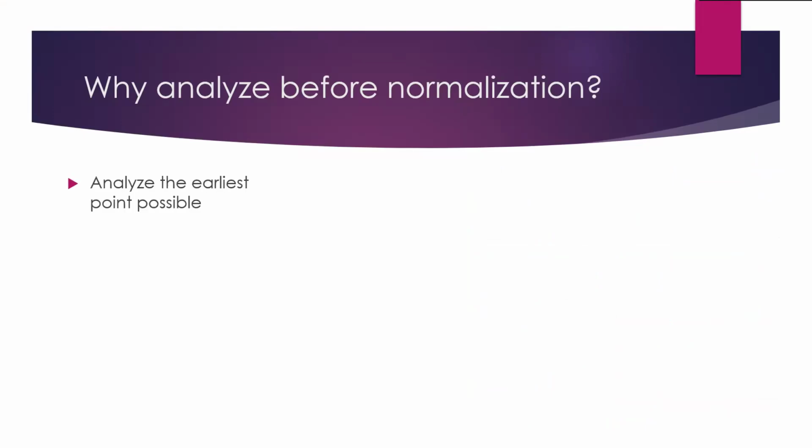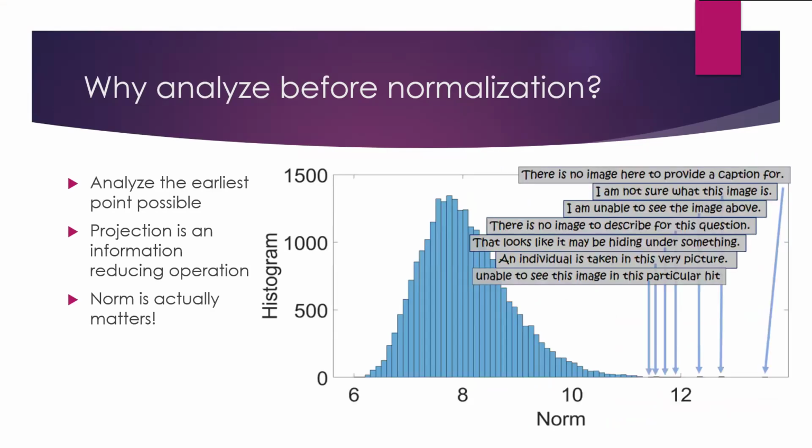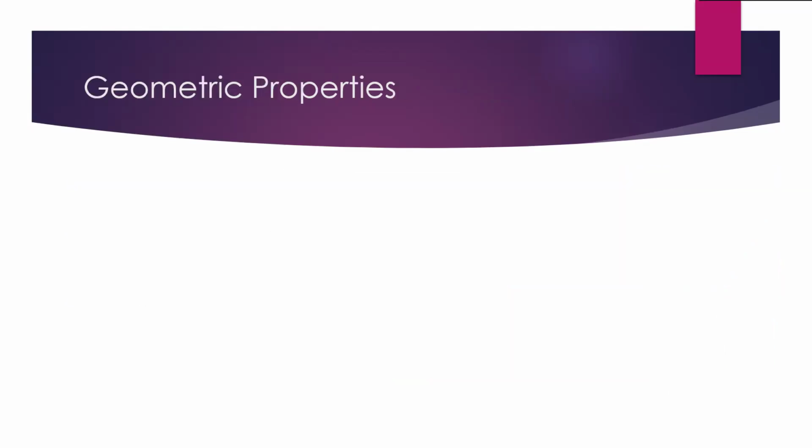First, it's best to study the geometry as early in the process as possible. Second, projection through normalization is aggressive. It reduces information, and we want to retain as much as we can. And third, the norm actually matters. It's shown in this figure. We plot MS COCO captions by their feature norm. Captions with high norms tend to be odd and irregular. This suggests that the norm itself carries meaningful semantic information.